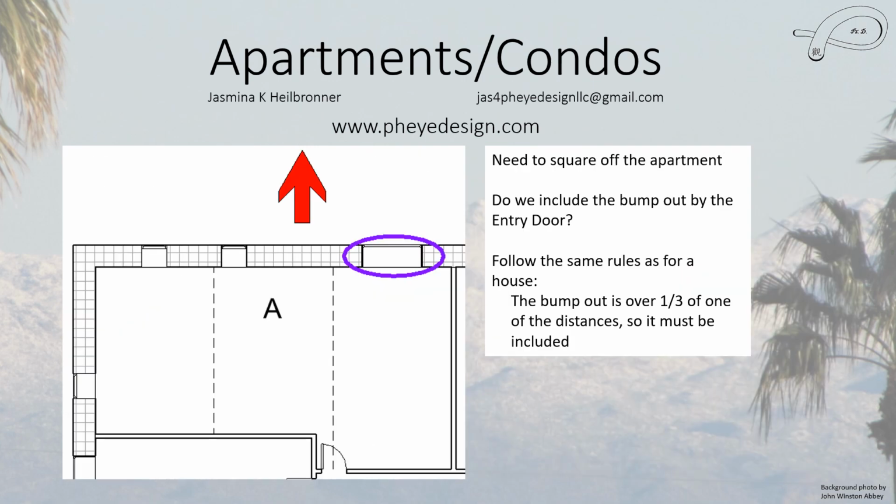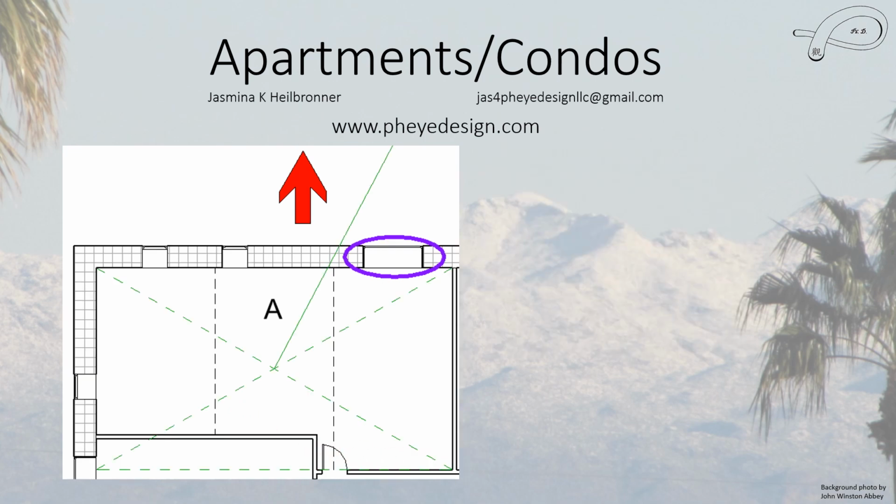So let's look at apartment A. Now the question is, do we include this bump out? Well, I've taken this distance here, divided it by 3, and this bump out in this direction is more than 1/3, so it must be included. So this is where we draw the lines, not across here. It's down here. And again, we put in the north arrow.